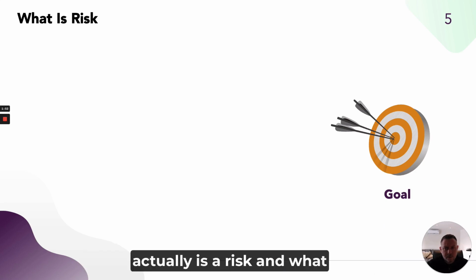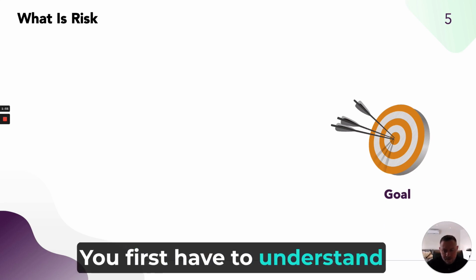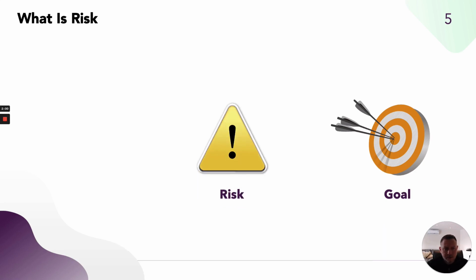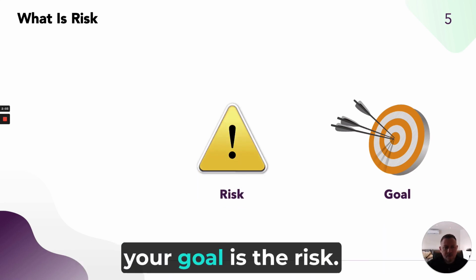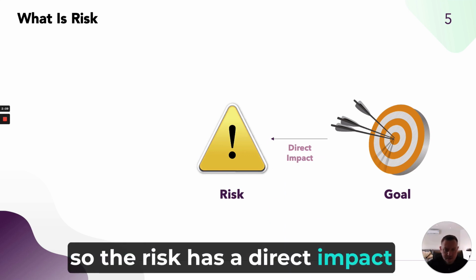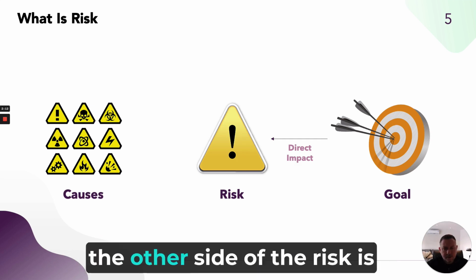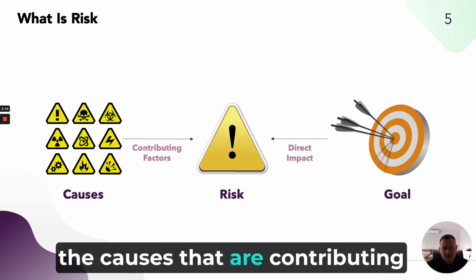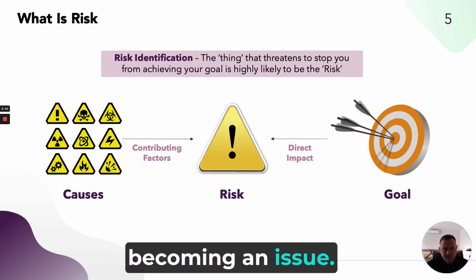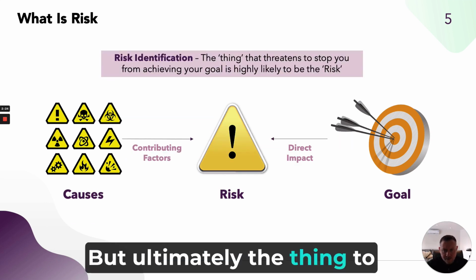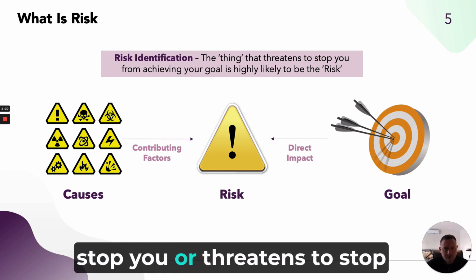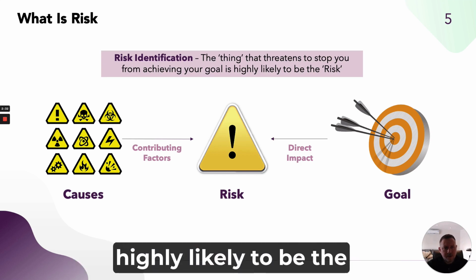In terms of looking at what actually constitutes a risk, you first have to understand what your goal is. If you know your goal, ultimately the thing that would put you off your goal is the risk. It's something that has direct impact on your goal. And equally, the other side of the risk is the causes that are contributing factors to the risk itself becoming an issue. But ultimately, the thing to remember on this part is risk identification. The thing that threatens to stop you from achieving your goal is highly likely to be the risk, as shown here.